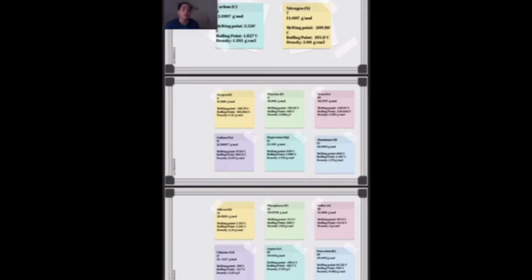Fluorine. Atomic number 9. Atomic mass 18.998 grams per mole. Melting point 219.62 degrees Celsius. Boiling point 188 degrees Celsius. Density 1.696 grams per cm3. Neon. Atomic number 10. Atomic mass 20.1797 grams per mole. Oxygen. Atomic number 11.